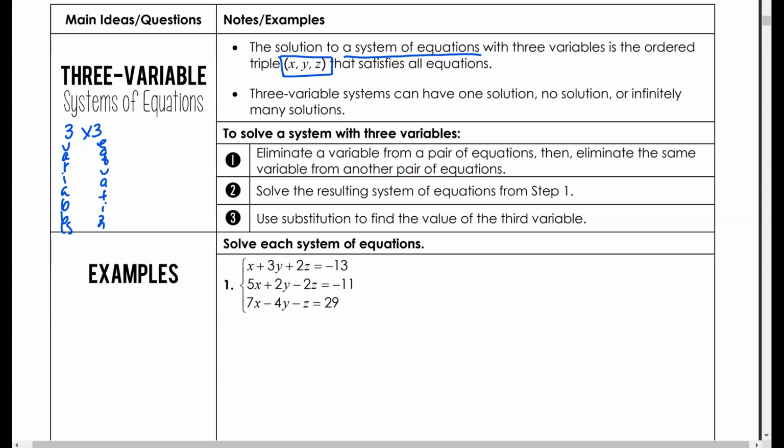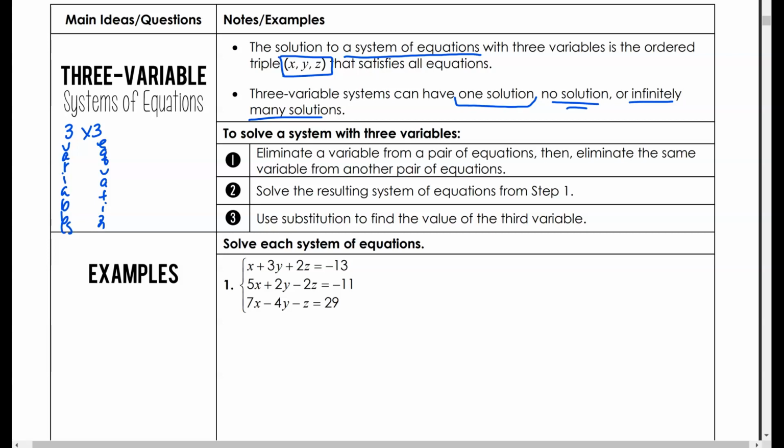So three variable systems can only have one solution, no solution, or infinitely many solutions. It's very similar to a 2 by 2 system. We have those three options: no solution, one solution, infinitely many solutions. So we're going to be looking at how to solve 3 by 3 equations right now in this video. And in class, I think we're going to spend some time looking at what a solution looks like and how to look at them graphically and what that means.